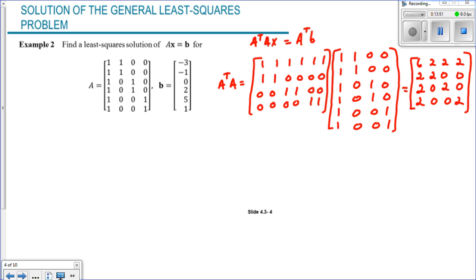Now let's do A transpose times b. I'll just do it over here.